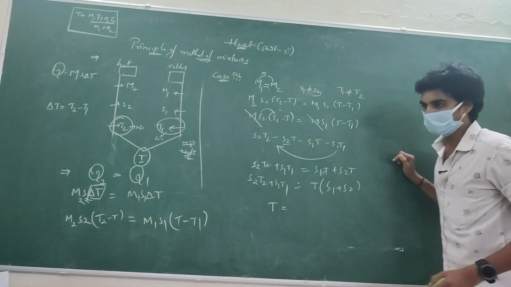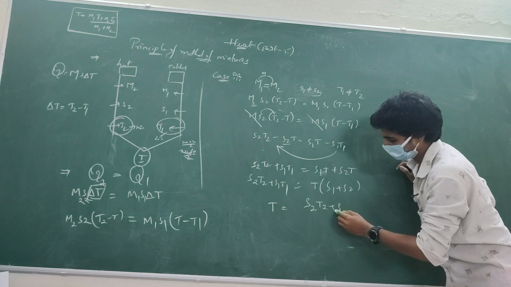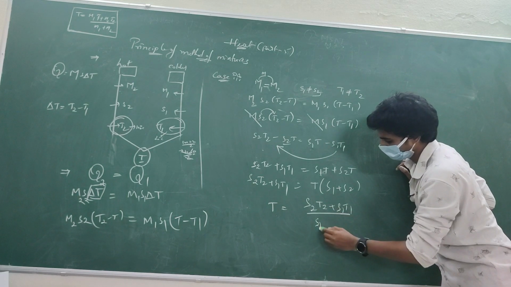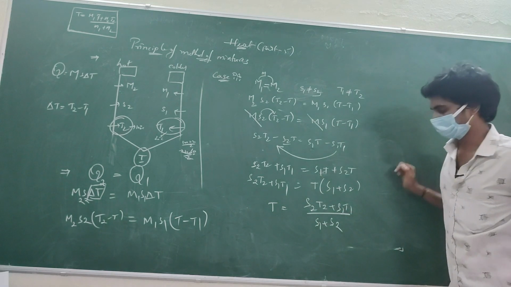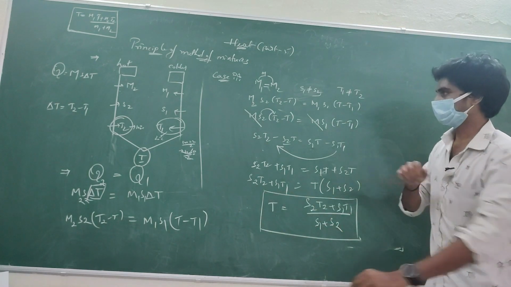Now this comes to the final formula. T is equal to s2 t2 plus s1 t1 by s1 plus s2. I think we got clarity about it, right? So wonderful. This is the second case, right?